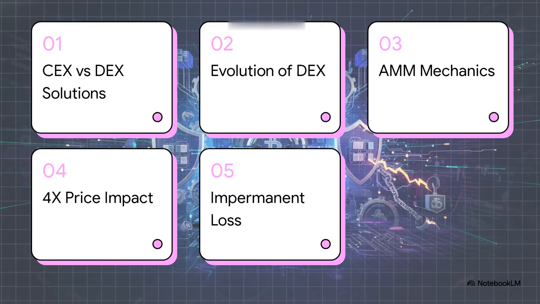1. CEX risks versus DEX solutions. 2. Evolution of DEX technology. 3. AMM mechanics and liquidity. 4. The Forex price impact rule. And 5. Impermanent loss and security.